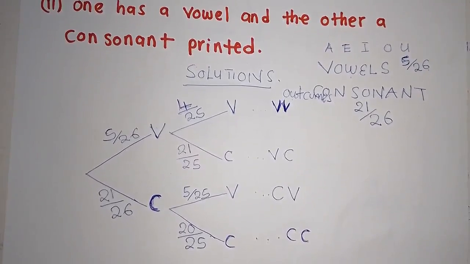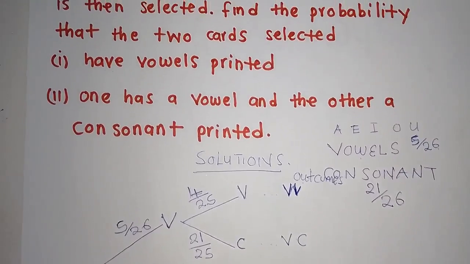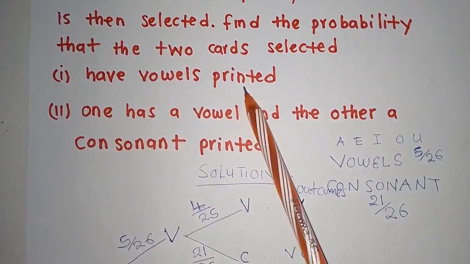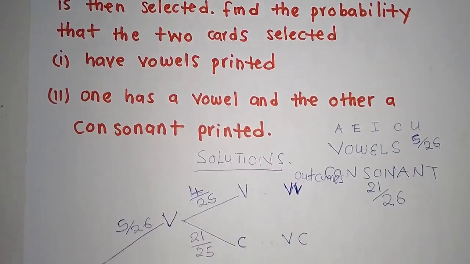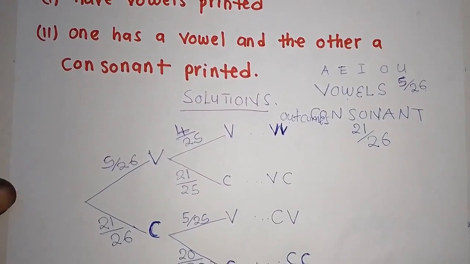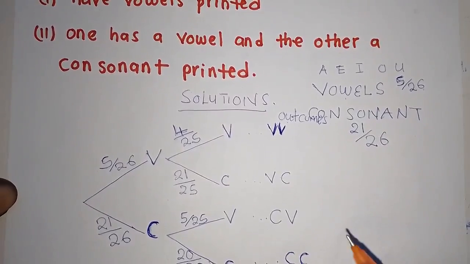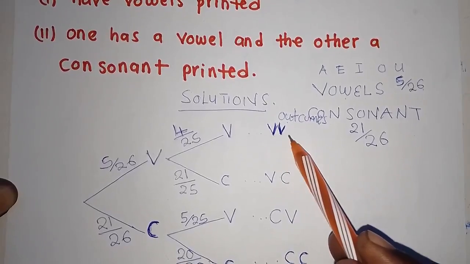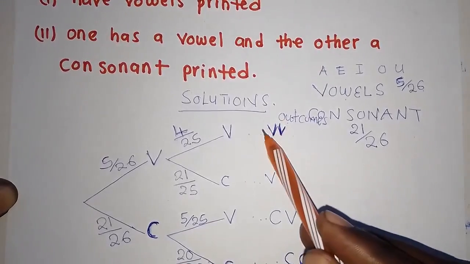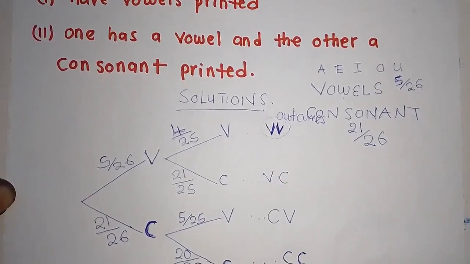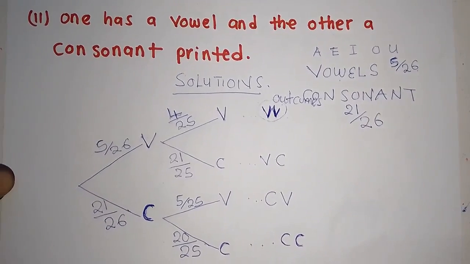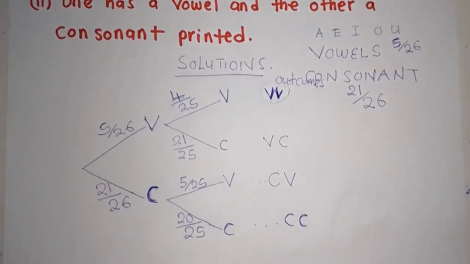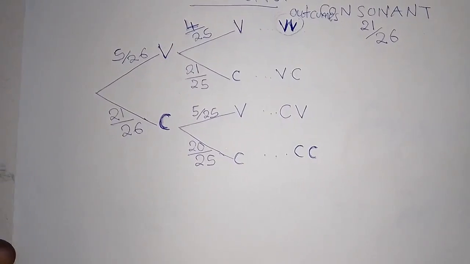So the first question was that 2 cards selected have vowels printed. So vowels printed, we are going to have VV, 2 cards. As you can see, we've got 2 cards which are having VV. So we are going to get that one. When you get that one, what will be your answer? I'm going to write the answer here.